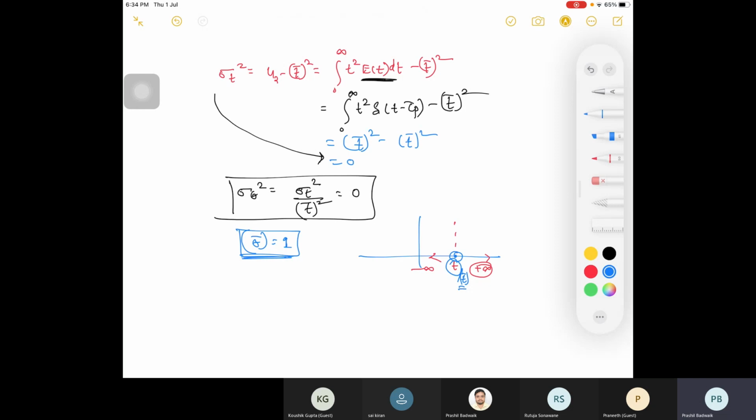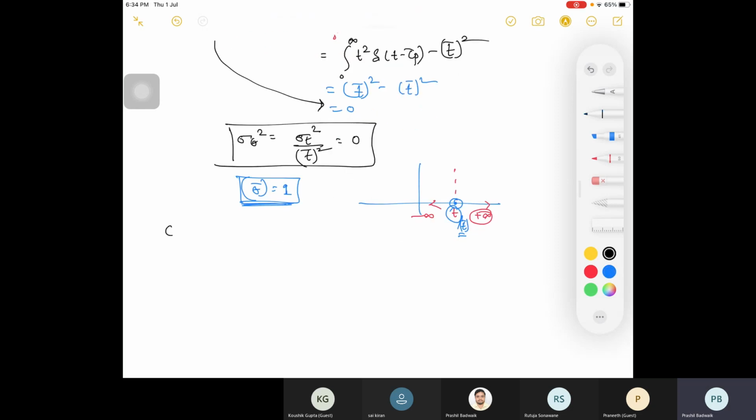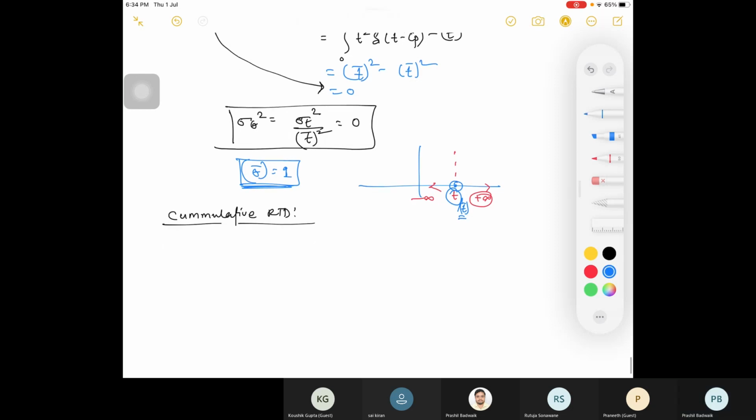Then the next step would be your cumulative RTD, right? Cumulative RTD. What is that?